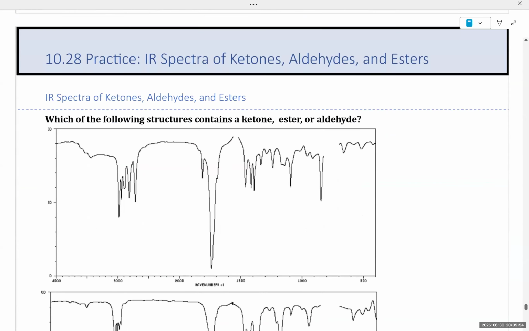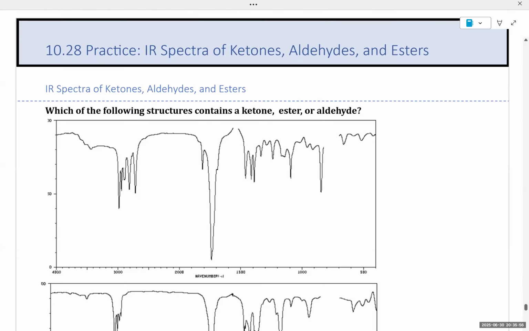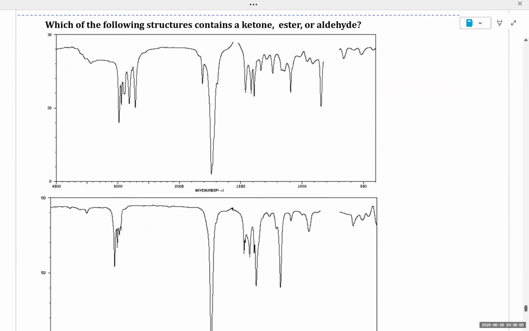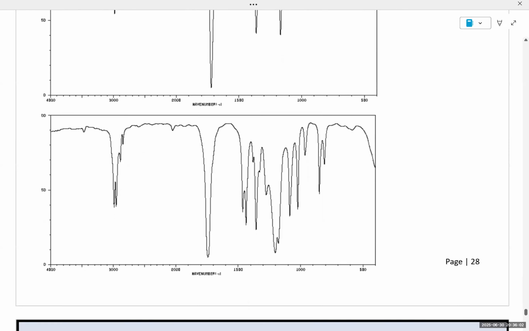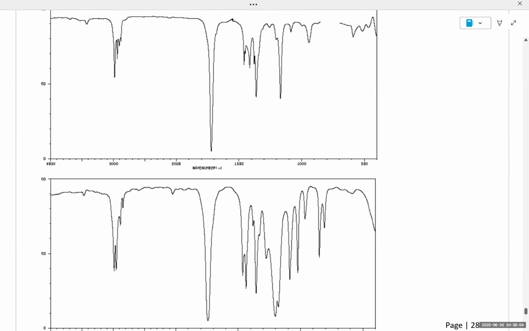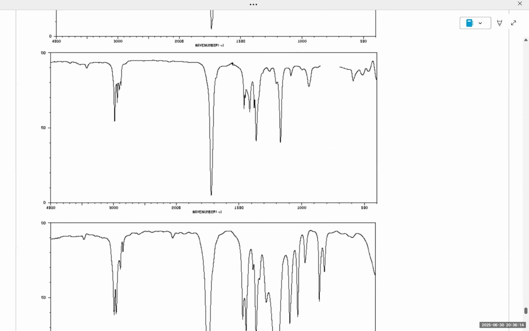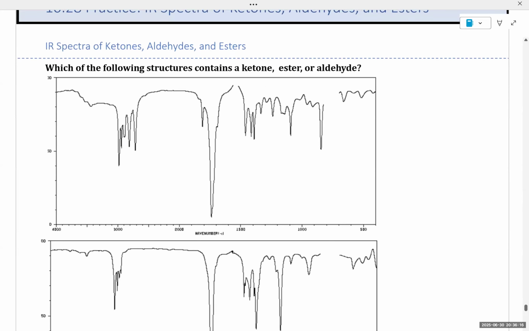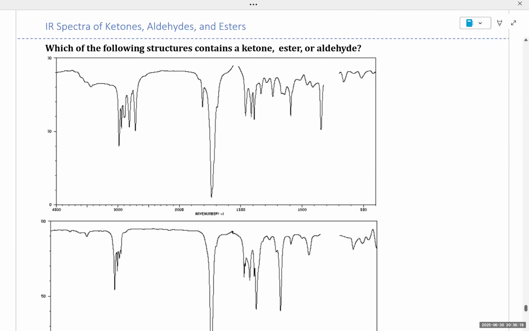So let's practice identifying and differentiating ketones, esters, and aldehydes. So in this case, we have 3 spectra provided, and I'd like you to tell me which of the spectra contains a ketone, which spectra contains an aldehyde, and which spectra contains an ester. So take a few moments, take a look at these 3 spectra, and then we will discuss.